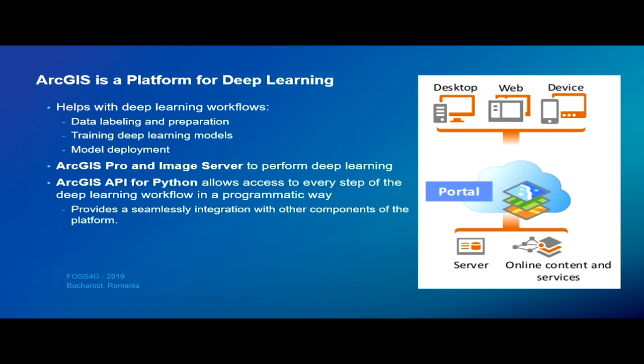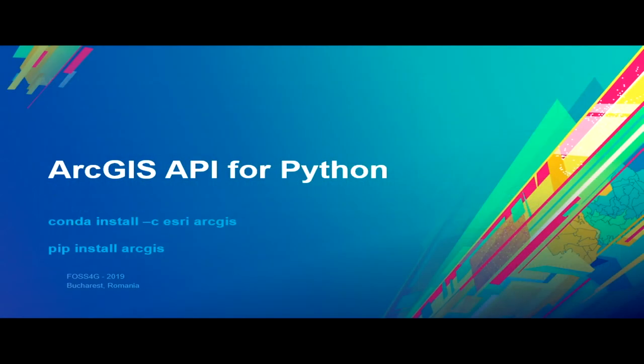So if you want the GUI approach, you can use ArcGIS Pro along with Image Server to perform the deep learning. But if you're like me, I prefer to do it via command line. You can use the ArcGIS API for Python, and you can do all these steps. So the ArcGIS API for Python is where we're going to focus our demos. It's a free piece of software that anybody can download and install.